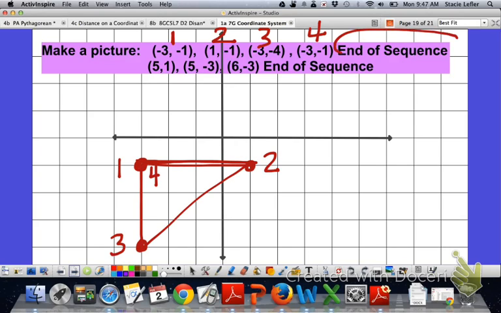Then we have, this is important right here, end of sequence. That means when I go to make the point for number 5, which is at 5, 1, 1, 2, 3, 4, 5, positive 1, so it would be right here, and label it 5. I am not going to connect point 4 to point 5 because of those words, end of sequence.